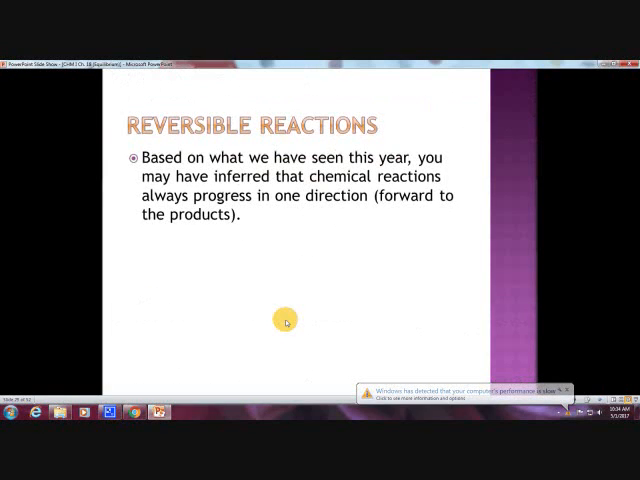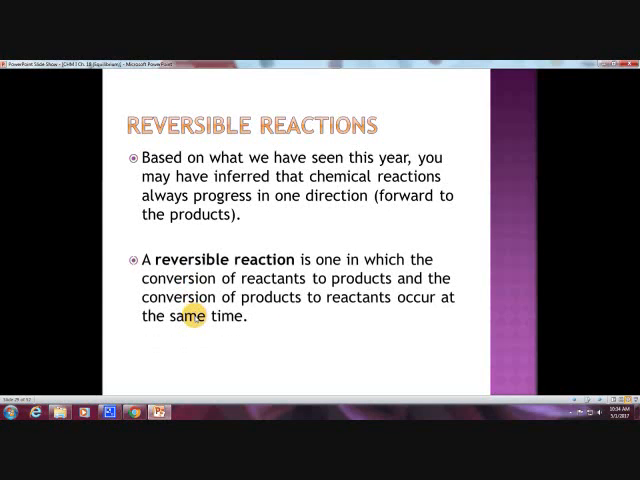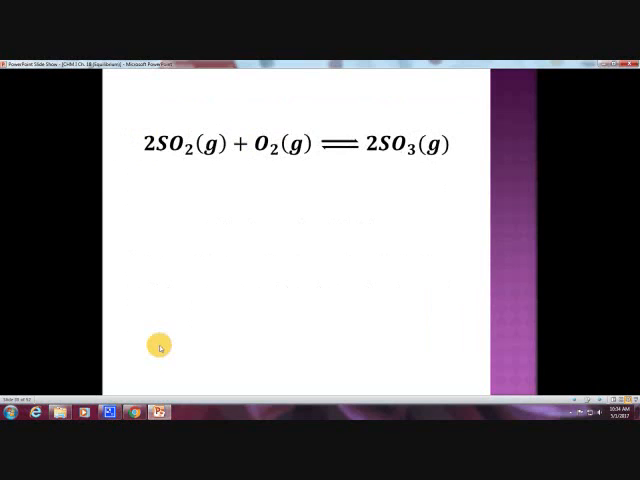Reversible reactions. We've been talking about reactions in the forward sense all year. Okay? Where you're going forward to make the products. We have reversible reactions where you can actually make the products turn back into reactants. So, I have this example. This picture isn't that great, but you have to draw your own in.